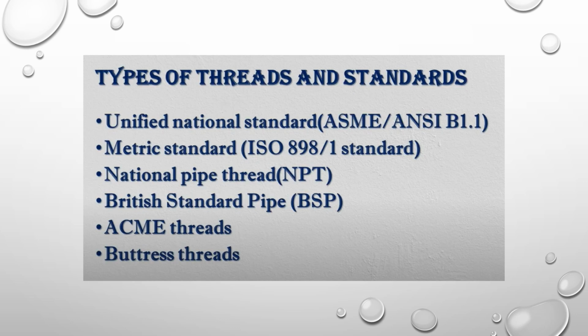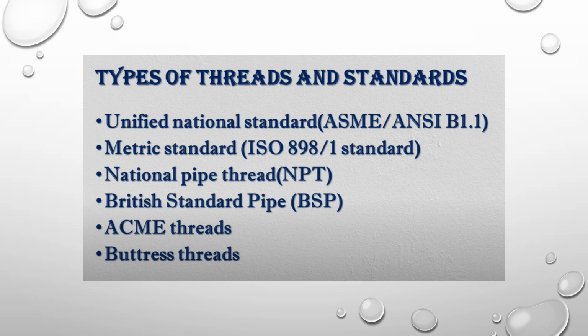So types of threads and standards, as I explained earlier, are the unified national standards, UN standards. You can say UNF for fine threads. In UNF you have UNRF where the profile is R type, UNJF J type profile. This is for fine threads. Similarly for coarse threads you have UNC. For UNC there is UNRC where the profile is R, and UNJC where the profile is J type. This is for the coarse ones.